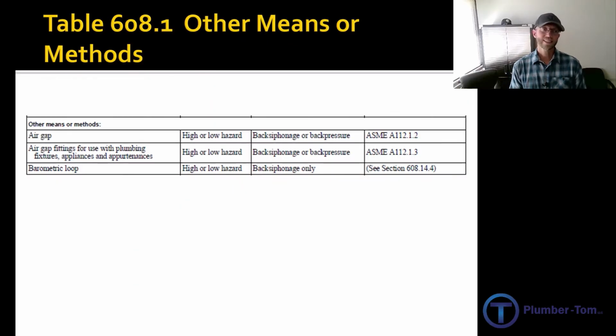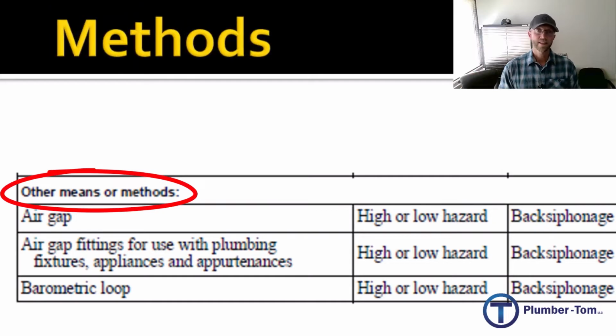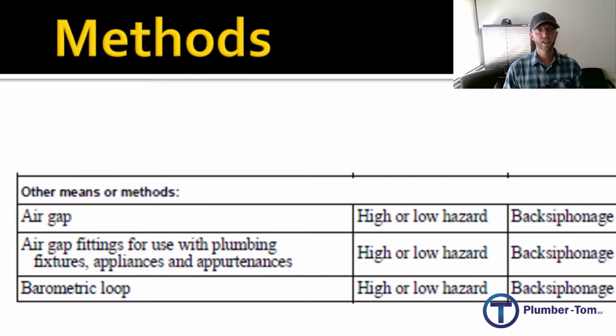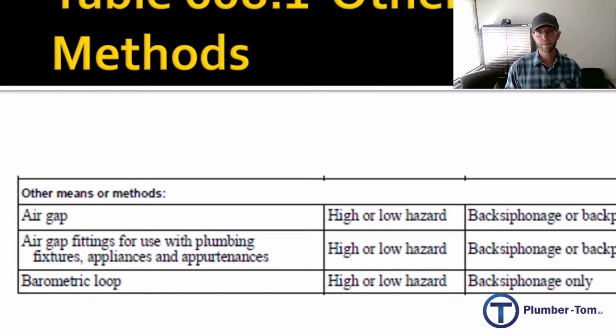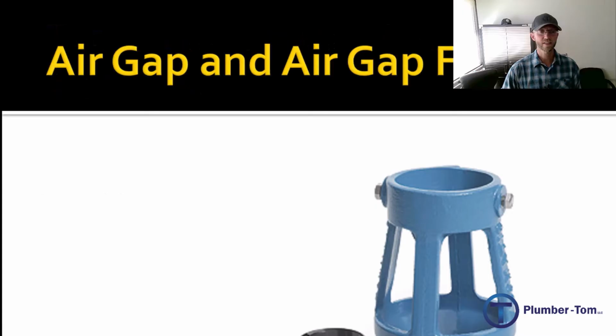Let's move on to the last section of table 608.1. These are other means and methods. We're not talking about installing a device, a valve. What we're talking about is the way we're creating the pipes. And air gap is the number one. Air gap is probably, of all forms of backflow prevention, the very best you can do. It's for high hazard, low hazard, back siphonage, back pressure. You just can't beat the air gap. On the list also you have the barometric loop. This is for back siphonage only, and it's kind of a strange concept.